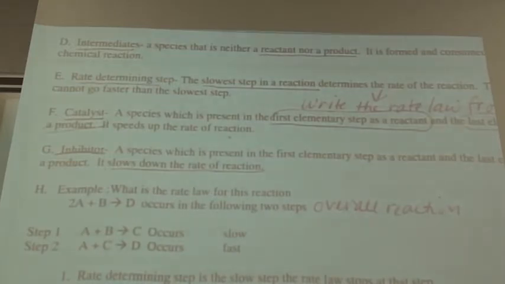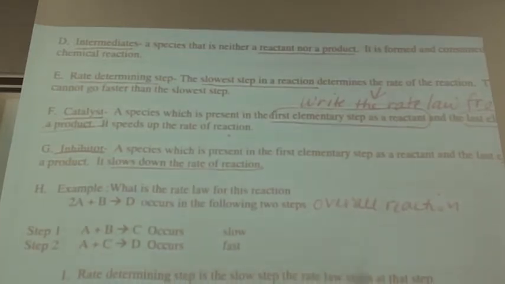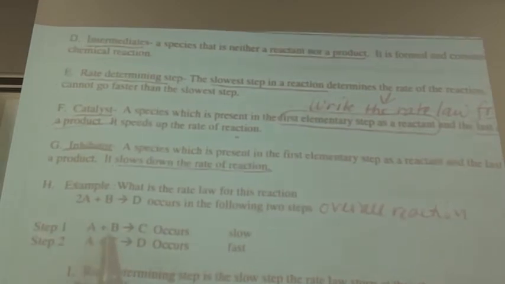Somebody thought, I think that it occurs this way. I think that A and B collide and they form C. This happens kind of slowly. And then the C that's formed reacts with some A to form D, and I think this happens fast.